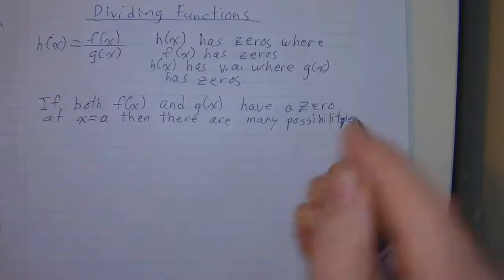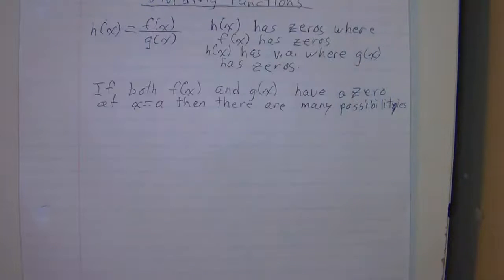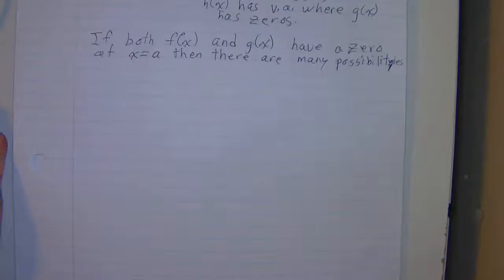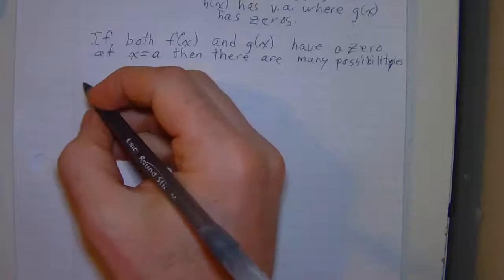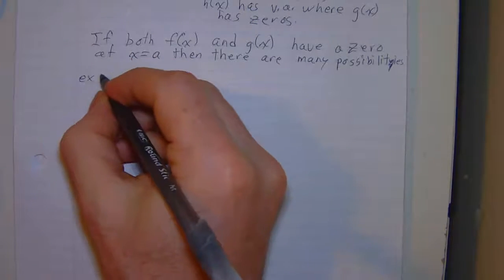We won't dive into it, but if they both have a zero, you probably want to start graphing things or making a table of values to figure out what's going on. Okay, so let's dive into the question in the handout. This is going to be our first example.